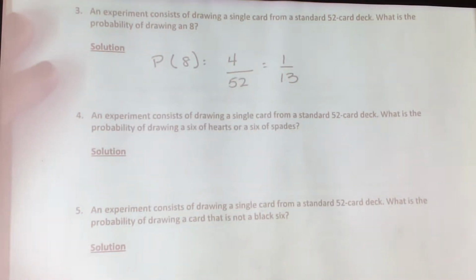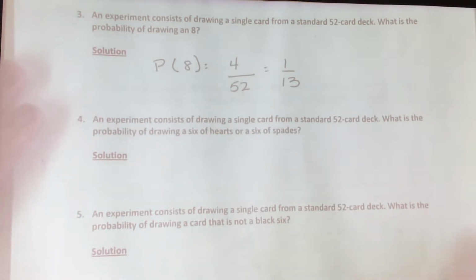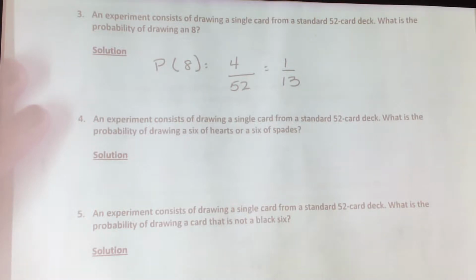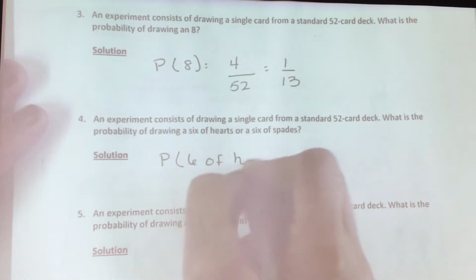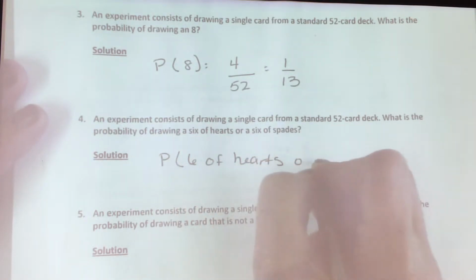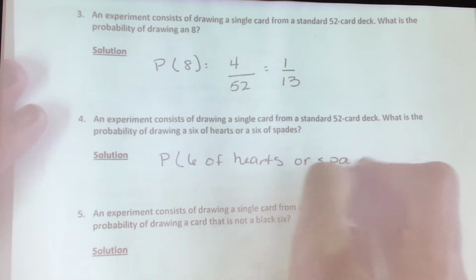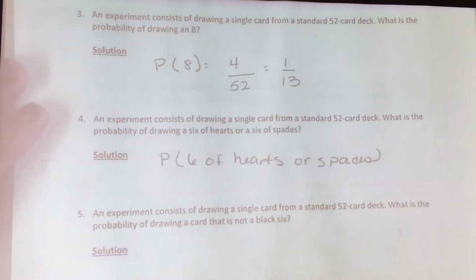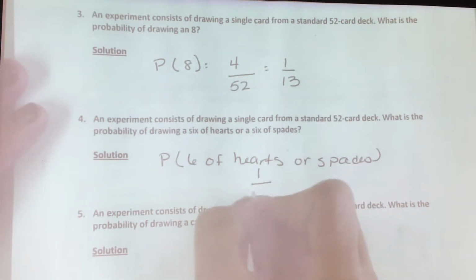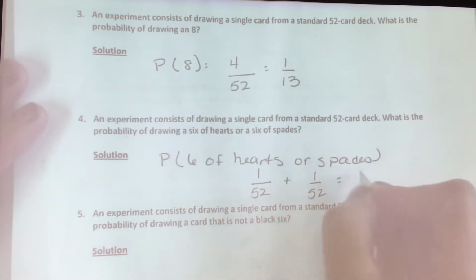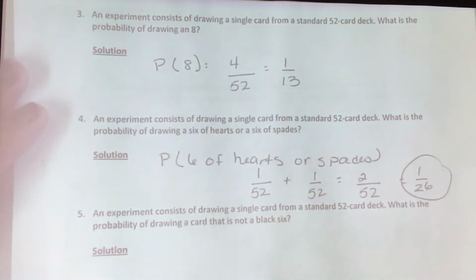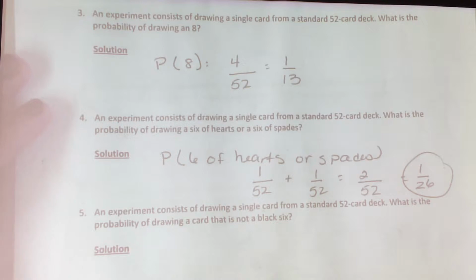Number 4, an experiment consists of drawing a single card from a standard 52 card deck. What is the probability of drawing a 6 of hearts or a 6 of spades? In here you have one 6 of hearts, 1 out of 52, and one 6 of spades. Therefore, 2 out of 52 is equal to 1 out of 26 chances of getting those 2 cards.